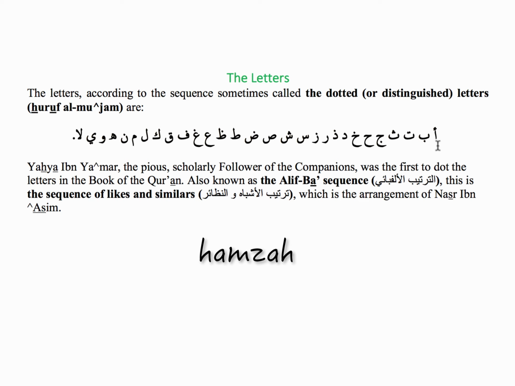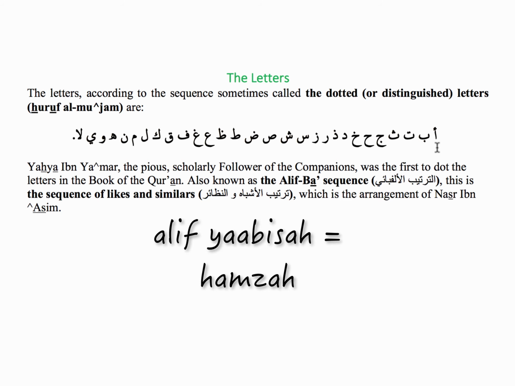Now, when it's written on an alif like this, although it's really a hamza, you can still call it alif because it looks like an alif. Or you can call it alif yabisa. Alif yabisa means dry alif.